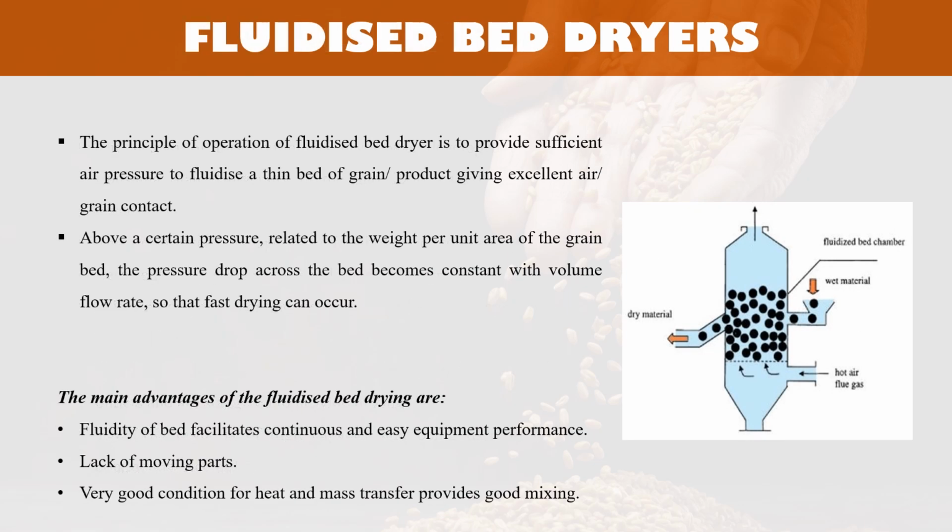Coming to the fluidized bed dryers, the principle of operation of a fluidized bed dryer is to provide sufficient air pressure to fluidize a thin bed of grain or product, giving excellent air-grain contact. Above a certain pressure related to the weight per unit area of the grain bed, the pressure drop across the bed becomes constant with volume flow rate so that fast drying can occur. Advantages of fluidized bed drying are that the fluidity of the bed facilitates continuous and easy equipment performance, lack of moving parts, and very good conditions for heat and mass transfer provide good mixing.